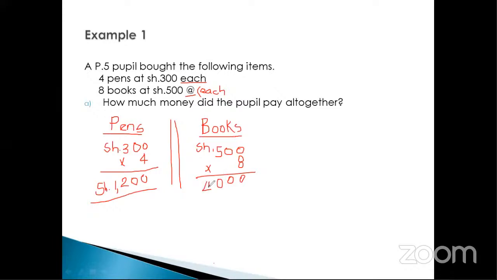So how much money have we spent on 8 books? 4,000 shillings. Very good. Now you have participated in this one. Next time I will allow others. Now, here we already know what we have spent on 4 pens. We already know what we have spent on 8 books. So now we are going to look for our total expenditure, our bill.